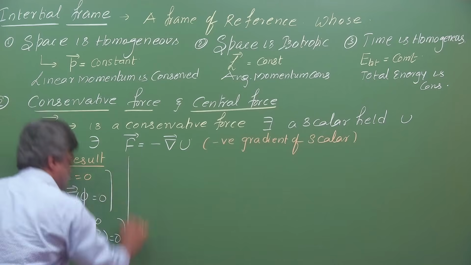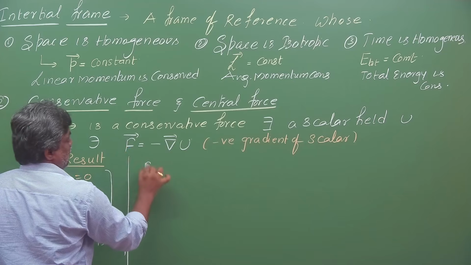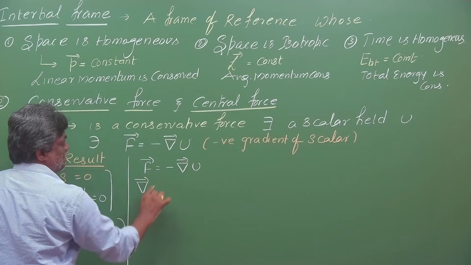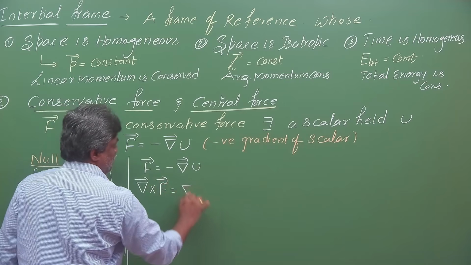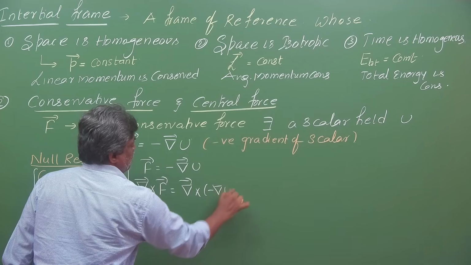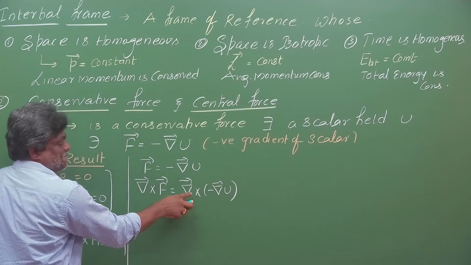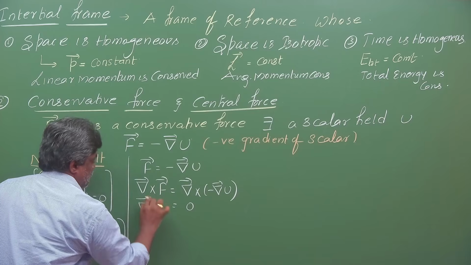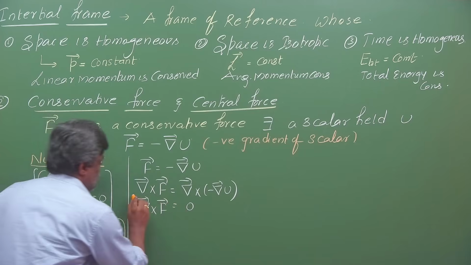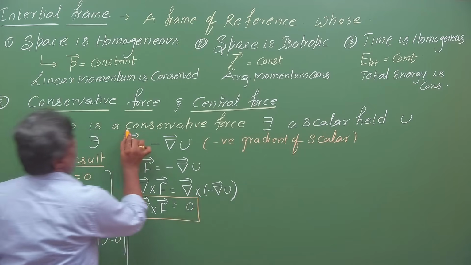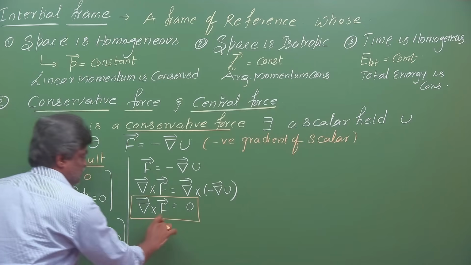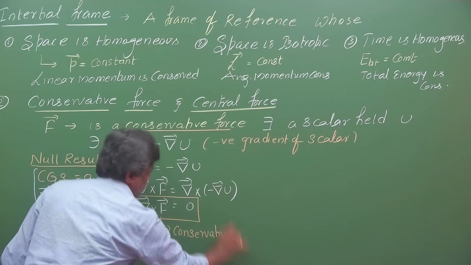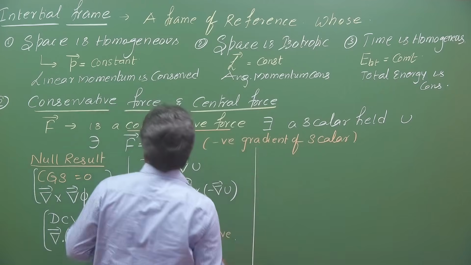Now come back. I am taking this F bar equal to minus del U and applying curl on both sides. Del bar cross F bar equals del bar cross minus del U. Could you please tell me what this is? Curl of gradient of scalar, how much? Zero. So F is what kind of force? Then its curl is zero. That's good.